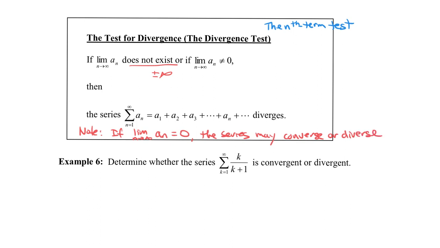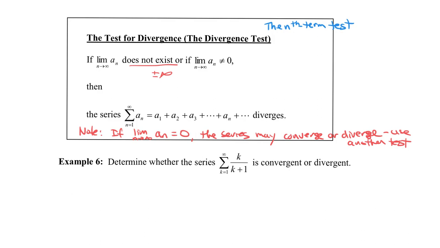The test just fails to give us any information, so we need to use a different test. Use another test when this happens. So that's the con. The pro is it's very easy to use. The con is it often fails to give us information. Often when we take the limit that approaches infinity, we just get 0. But when we do get a number that's not 0, it's really fast and really nice to use. Anyway, that is our first test.